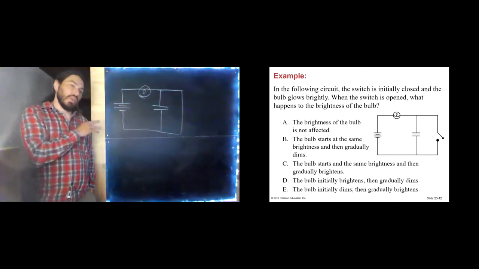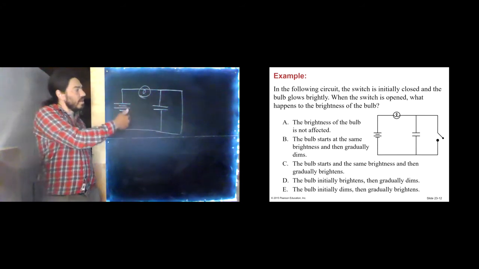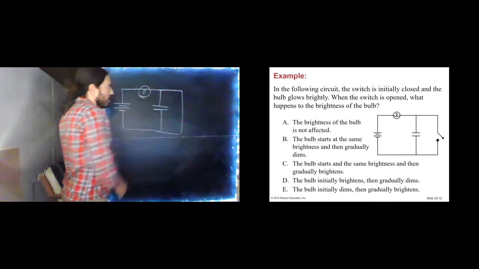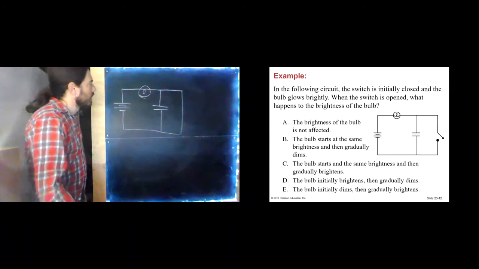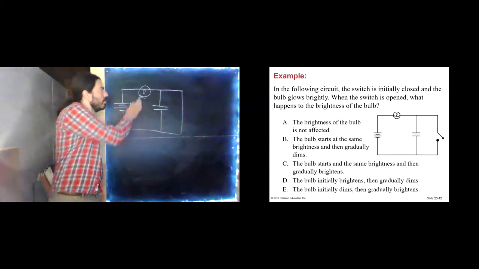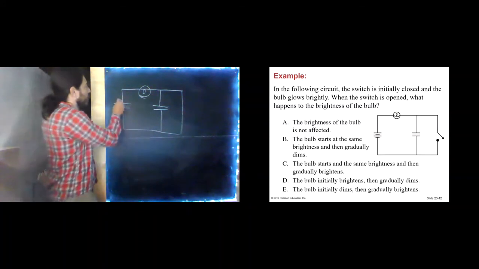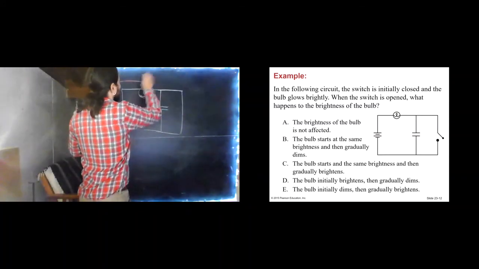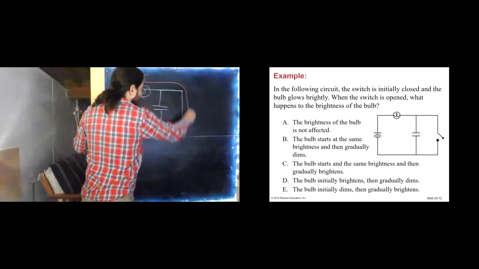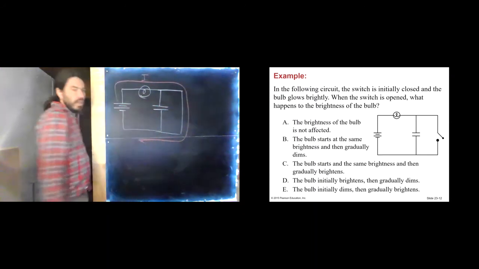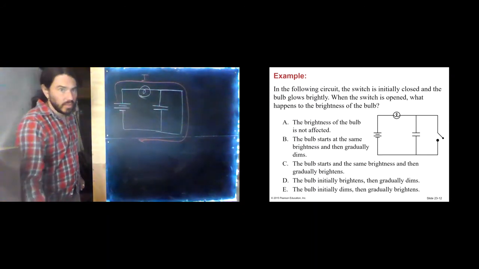So this is our initial situation. The switch is closed, so this is basically like a wire over here, and the bulb is glowing. Well, what path does the current take here? Well, the current, I, is going to travel like this. So that is the path that the current will take.